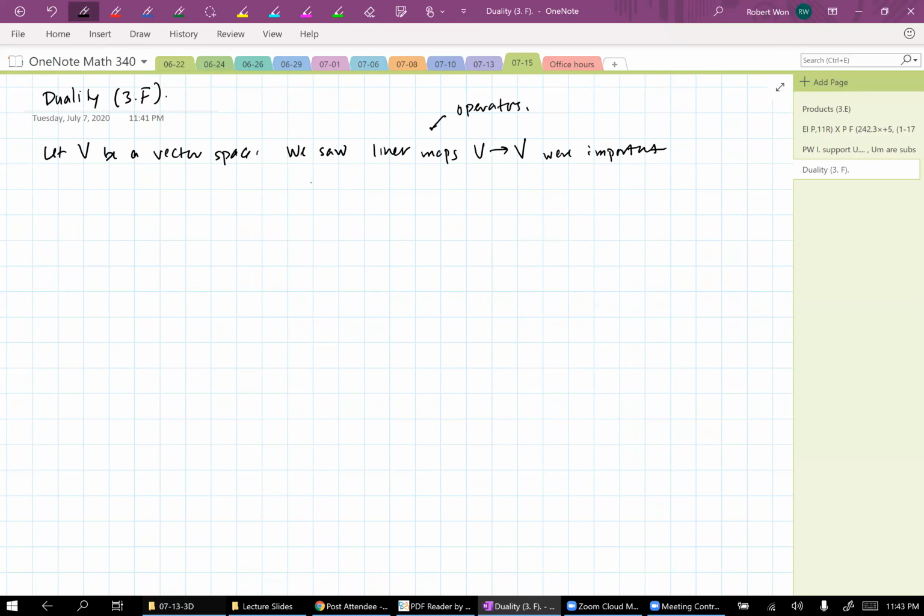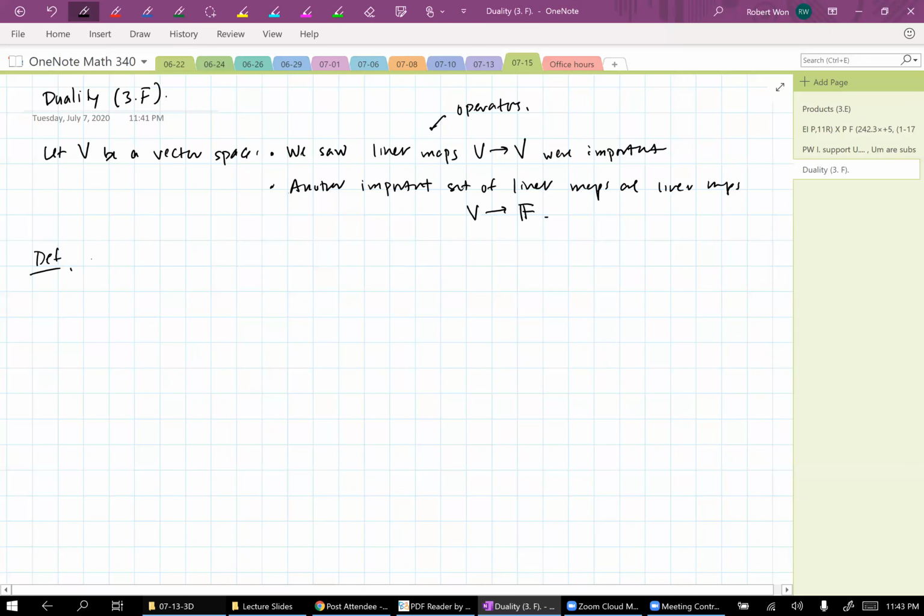Another very important set of linear maps are the linear maps from V to the field. Okay, so I'm just stating this as a fact. These end up being extremely important. The maps from a vector space to itself are important. Those are the operators. The maps from V to the base field are also very important. And so we give those a special name. Those are called linear functionals.